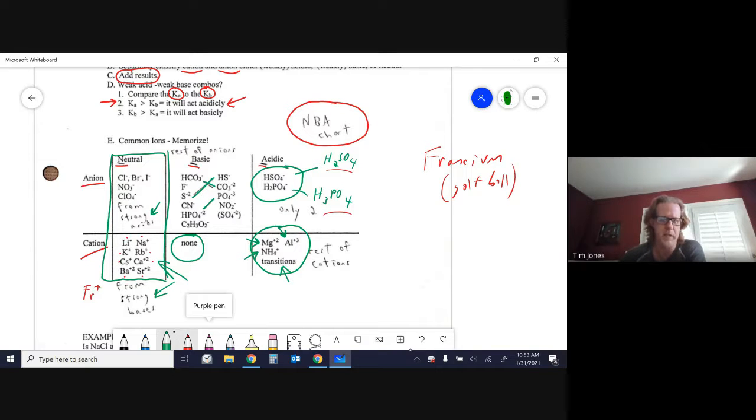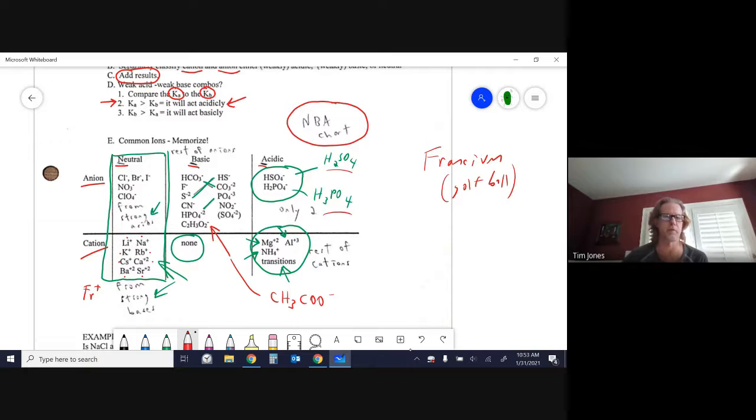Notice I have acetate right here, but that's not the version I prefer. I actually prefer acetate to be written as CH3COO minus, because it shows Lewis structure and is more useful, but either is fine.